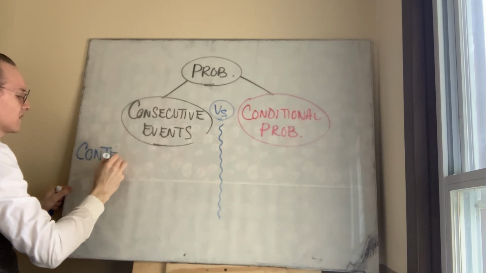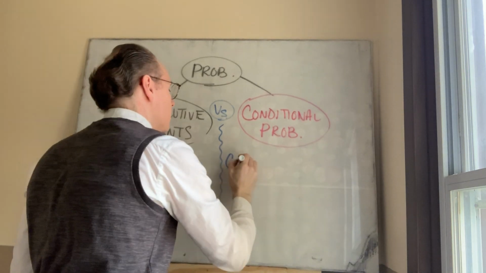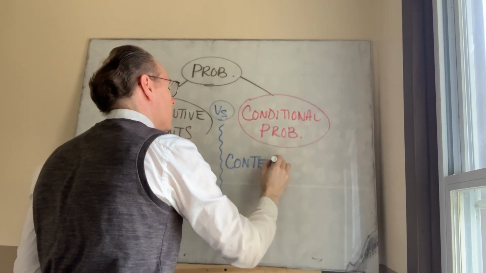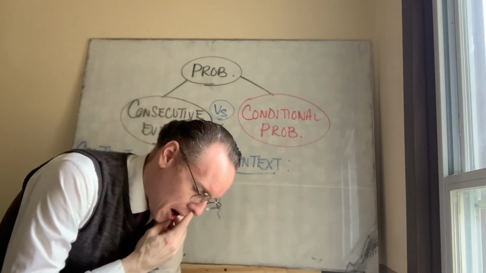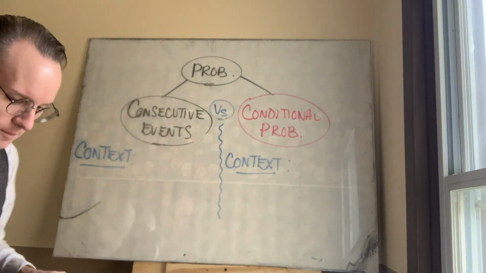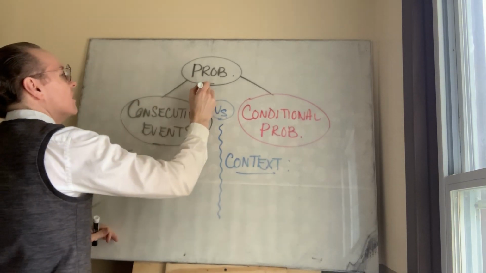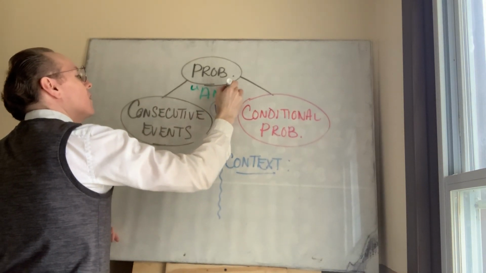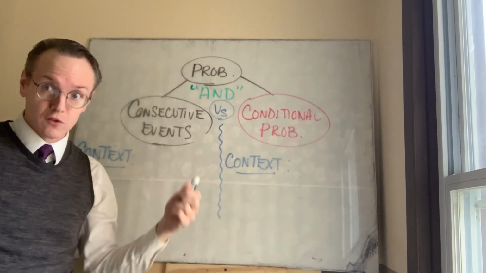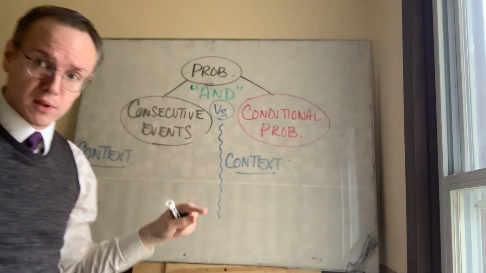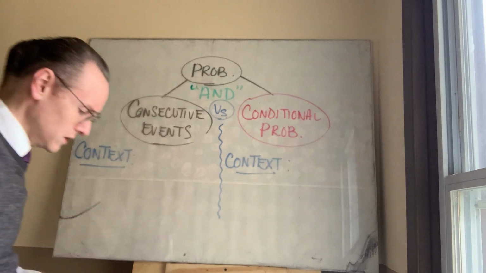Let's discuss context. Again, both of these involve the word "and" somehow. You will notice that they both involve the word "and." Consecutive events, dependent and independent events for sure, but conditional probability as well. Now here's the contextual difference between these two things.